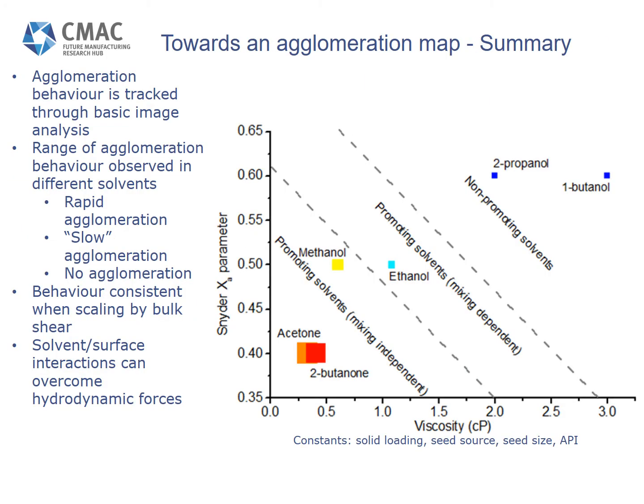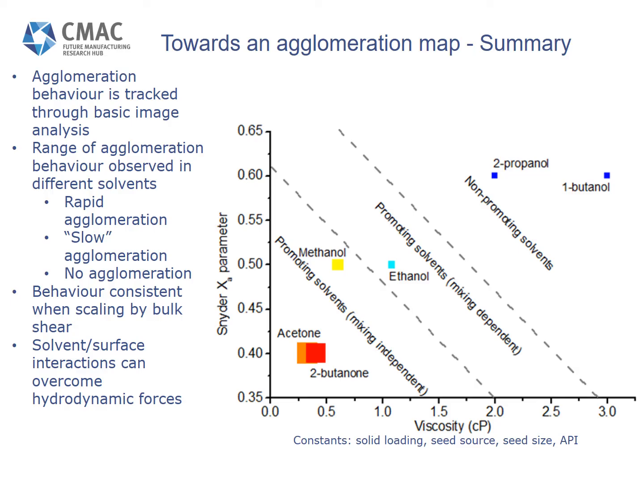Now, just to wrap up this work around agglomeration behaviour, we've demonstrated that we can track agglomeration behaviour through a relatively simple image processing technique. And through the tracking of these agglomeration responses, we've identified 3 different agglomerating behaviours. Now, we have solvents where agglomeration is rapid, but is not affected by hydrodynamics and mixing conditions, and this is the case for things like acetone. We have solvents where agglomeration is slower, but we can disrupt the process with our mixing conditions, as was the case with ethanol. And then we have solvents where agglomeration doesn't occur, such as 2-propanol.